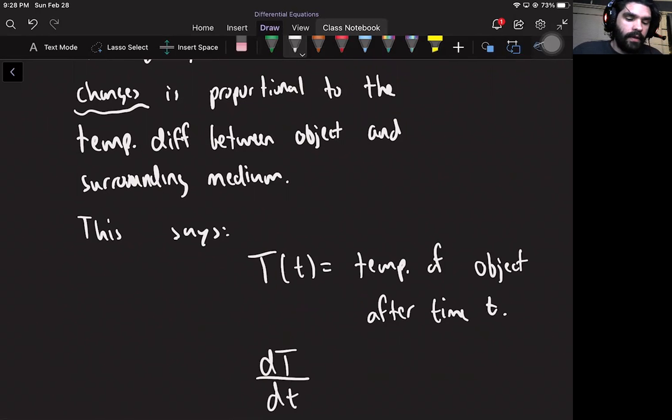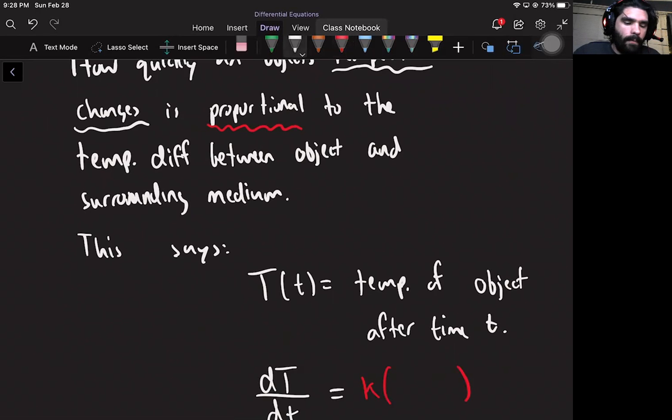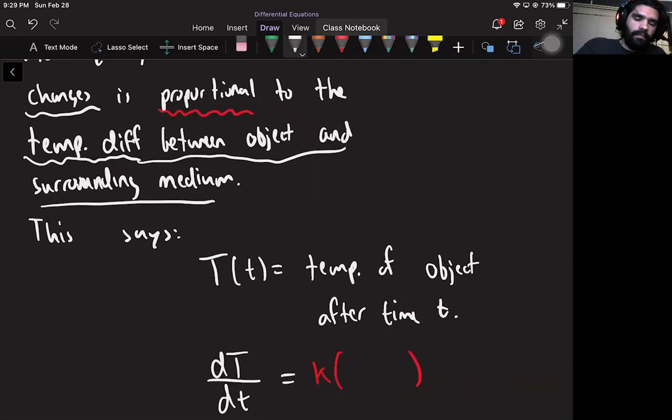And so we're going to need that. And that is proportional to something. So it's going to equal something. So it's proportional to something, meaning it's going to equal a constant times something, just like last time. But now, what's different between this one and growth and decay is the something is not just the current temperature, but it's the temperature difference between the object and the surrounding medium. So the temperature difference, that just means the subtraction of the temperature of the object, which we already named as capital T, and the surrounding medium.